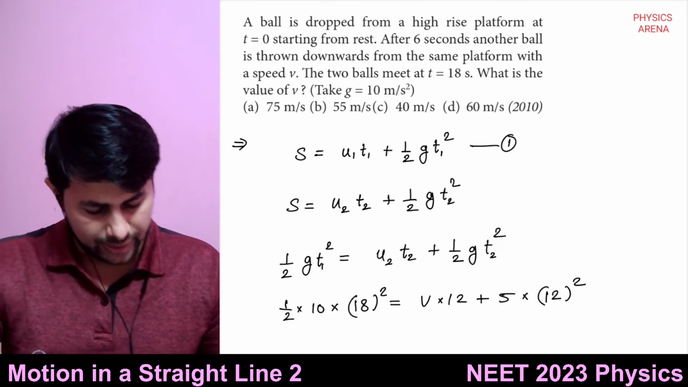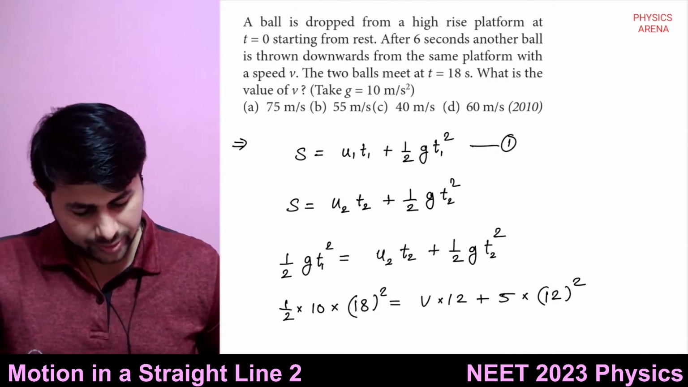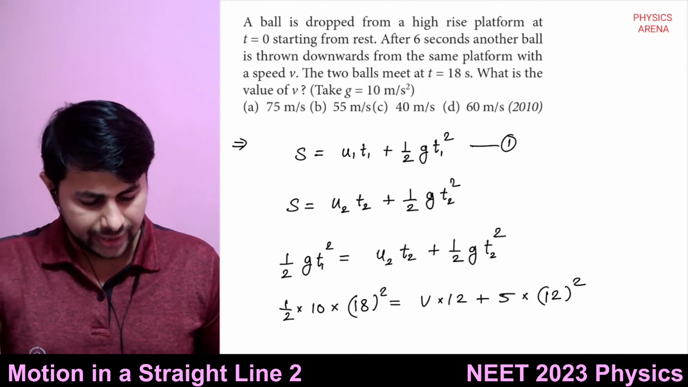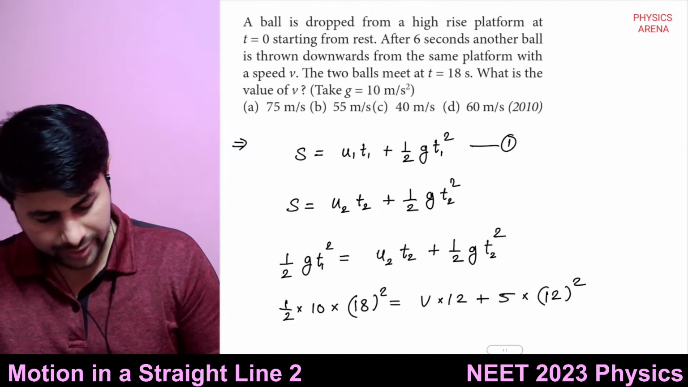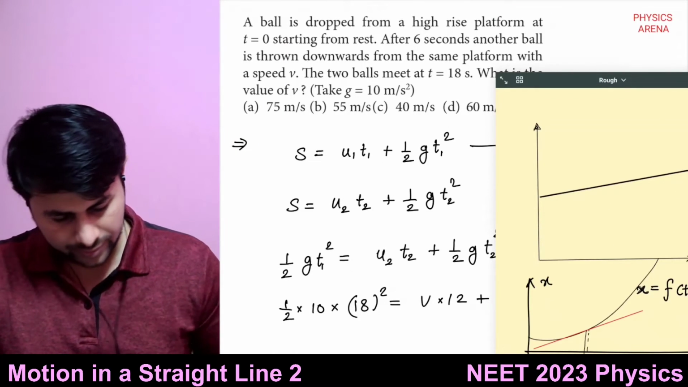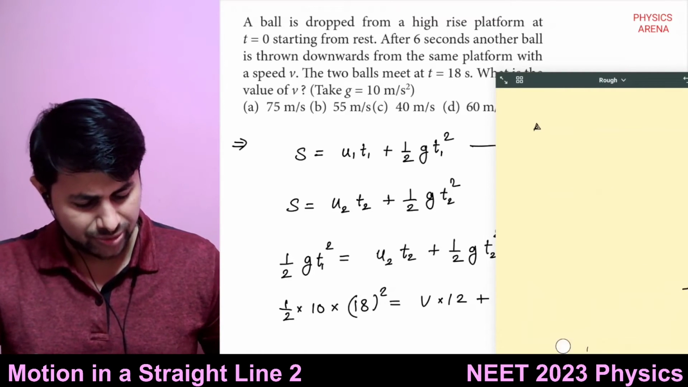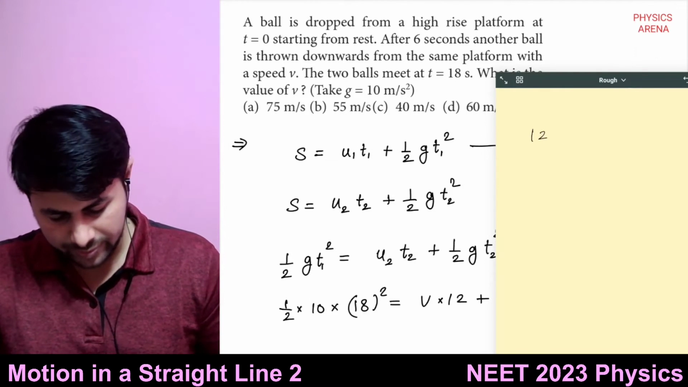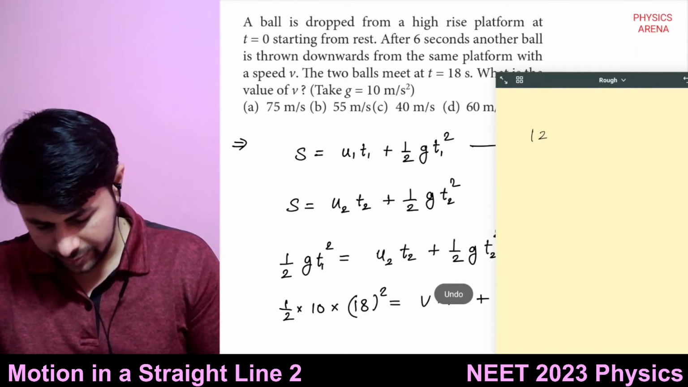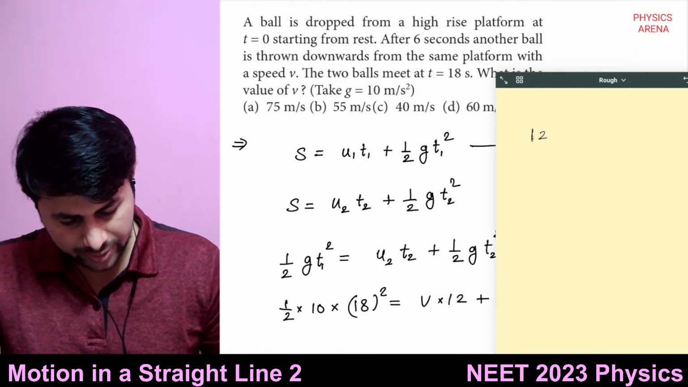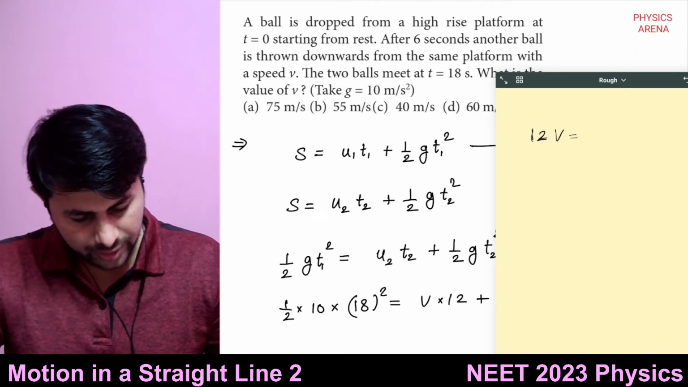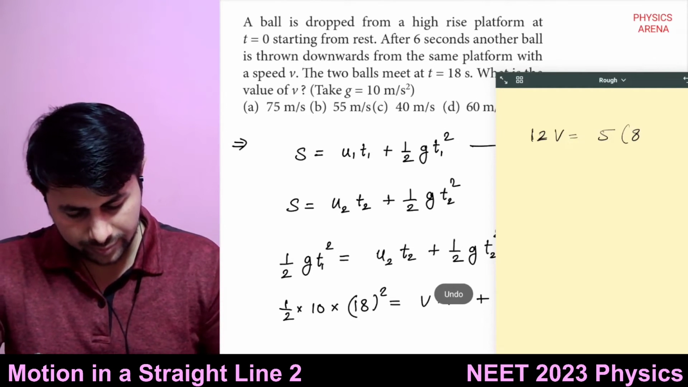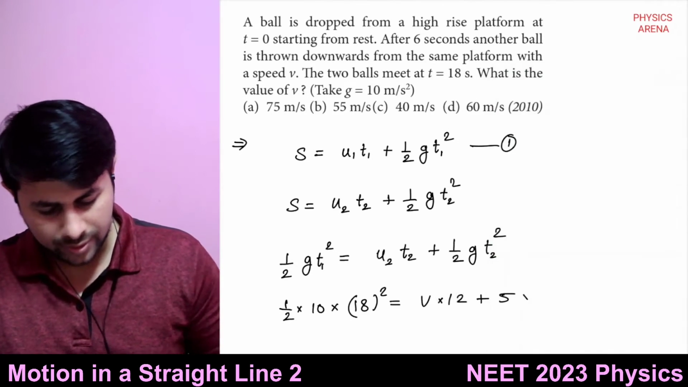Right. And now this is very simple. Let's move this on the left hand side. So 5 we can take common: it is 18 square minus 12 square. Let's add a page, or let's do the calculations over here. So 12 times v is equal to 5 multiplied by 18 square minus 12 square. Let me add a page.